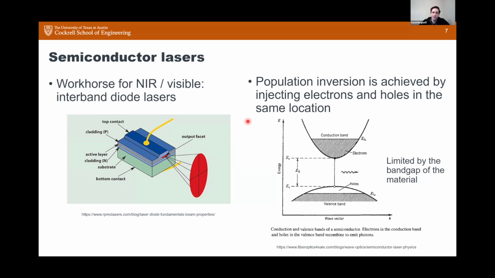And so if you have electrons and holes in the same place, then really what's going to happen is you have a population inversion, and you can get gain between these two sets of states. But the challenge with this is that every semiconductor has this quantity, which is known as the band gap, which determines basically the lowest energy that you could ever hope to achieve lasing with. And this is essentially a property of the material.